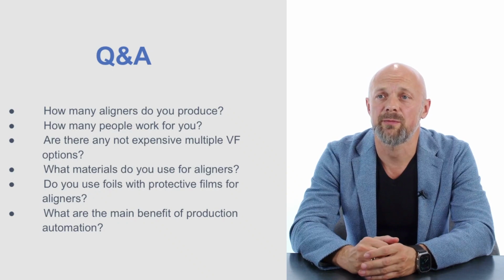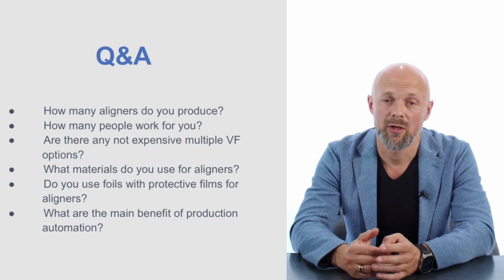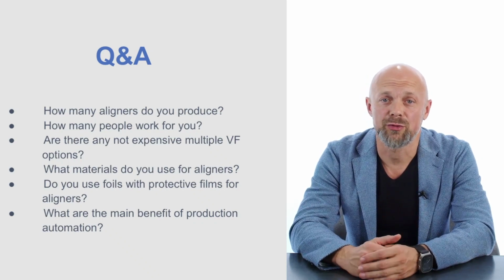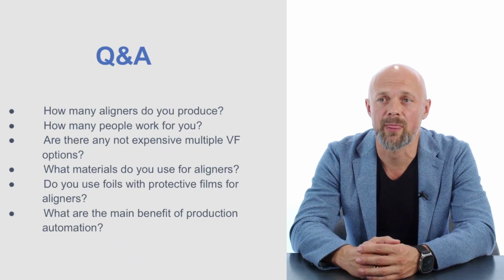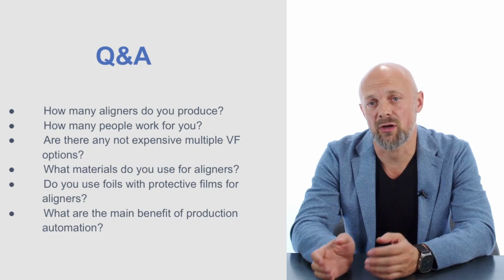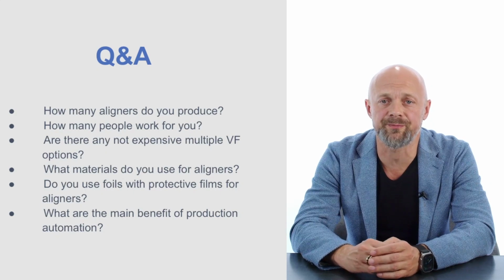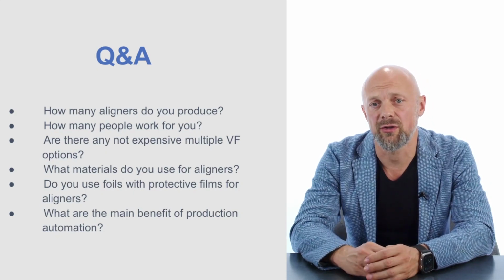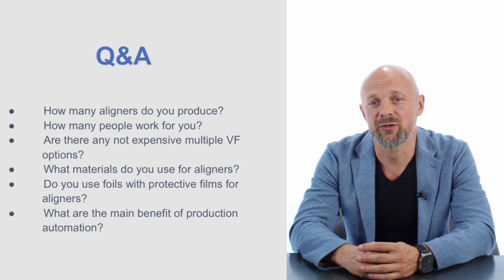The next question, are there any not expensive multiple vacuum form options? Yes. To be honest, we tested only two multiple vacuum form devices in our production. This is, let's say, something in the middle between Ministar and Hammer. We tested a device from Dreve. This is a German company. This device can suck 9 aligners per one shot. It's called V9, I think because of 9 aligners.